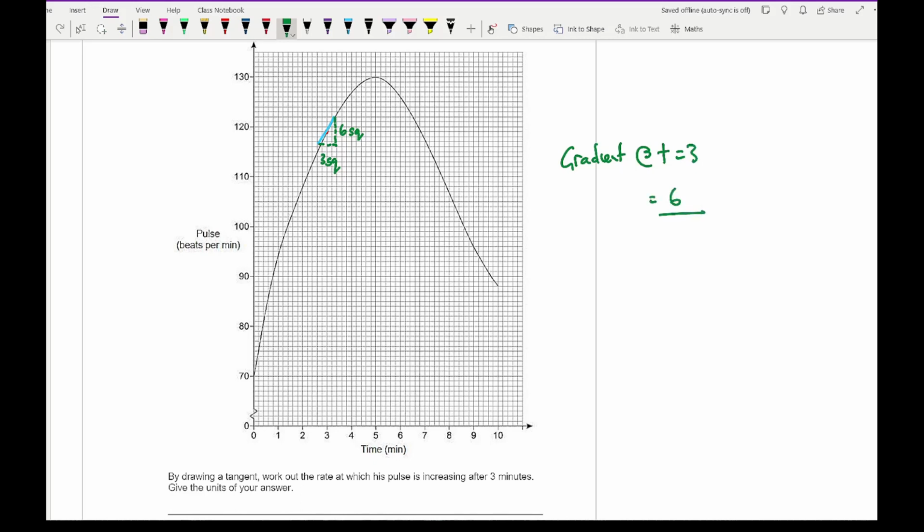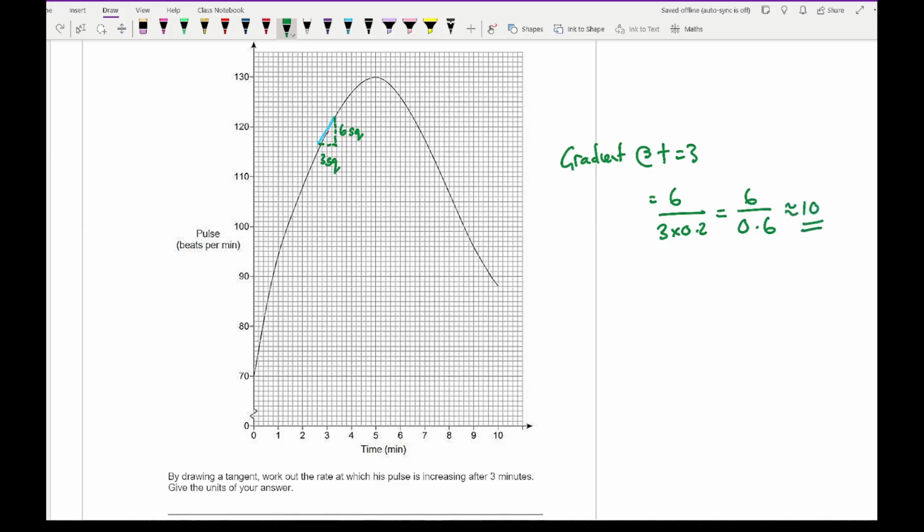And going across, well, one little square represents 0.2, so 3 times 0.2 is going to be 0.6, so I get 6 over 0.6, and if I do that on my calculator, 6 divided by 0.6 gives me an answer of around about 10.